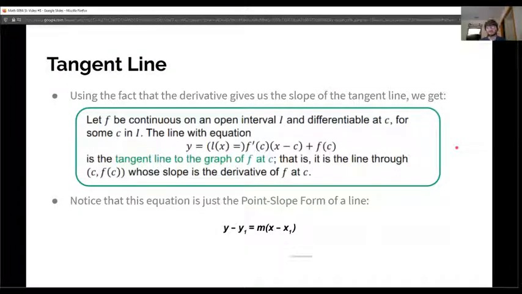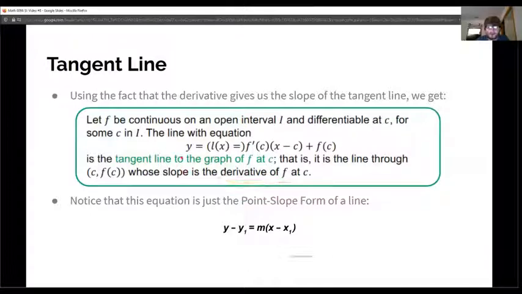So next up, the tangent line. So we already know that f prime of x, or the derivative, gives us the value of the slope of the tangent line, right? So now if we wanted to find the actual equation of the tangent line, we can just use this. So let f be continuous on an open interval I and differentiable at c for some c in I. Then we have this equation, which is y is equal to L of x, which is just like a line, equals f prime of c times x minus c plus f of c. And this is going to give us a tangent line to the graph of f at c. That is the line through c, comma f of c, whose slope is the derivative of f at c.